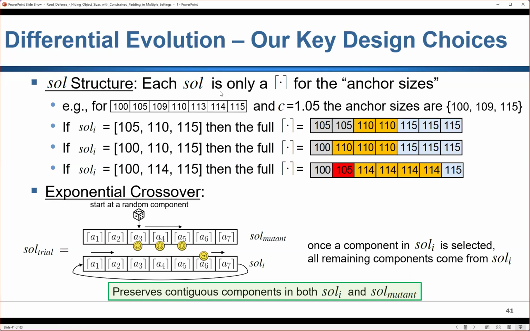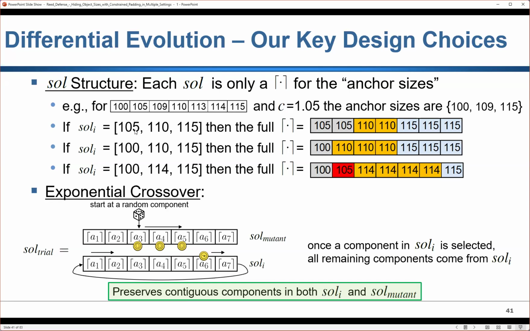So for this very same sample set of objects that I've shown previously, for 105, the anchor sizes, you start at 100, you then keep increasing until you get to a size to which 100 could not pad, so 109 in this case. 109 becomes the next anchor, etc. You wind up with 100, 109, and 115 as the anchor sizes. So then given these anchor sizes, what I depict here are 3 potential padding solutions that you could leverage.